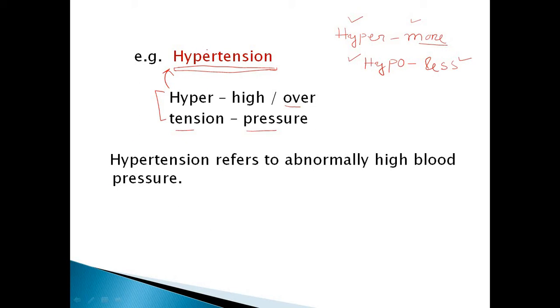And also, another thing: hyper is the prefix, and the remaining part, tension, is the suffix. So hypertension refers to abnormally high blood pressure. Abnormally high blood pressure is defined as hypertension.